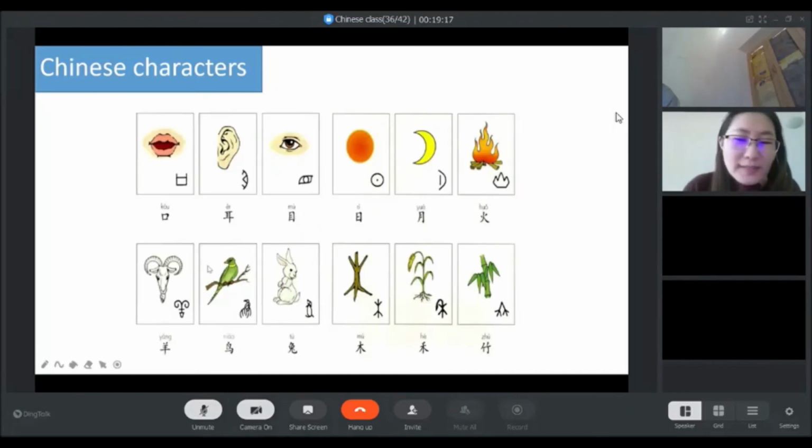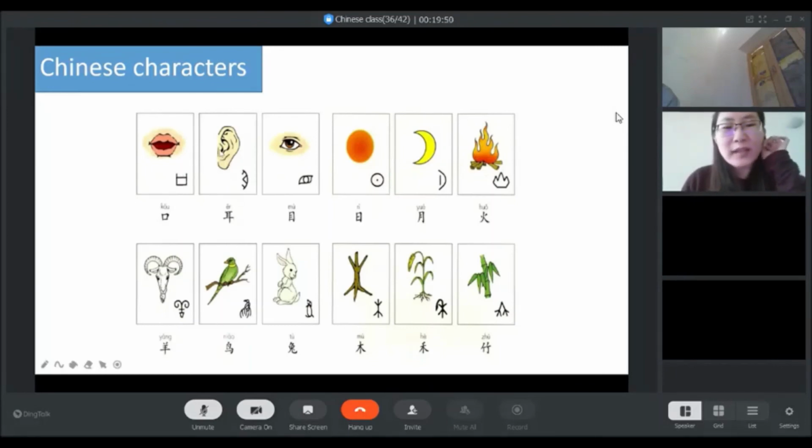We can see there are some examples here. We can see this one, mouth. It comes from a picture. And now we write mouth, we use this one. It's a square. So this is the Chinese character. Kou means mouth. And the second one, ear.